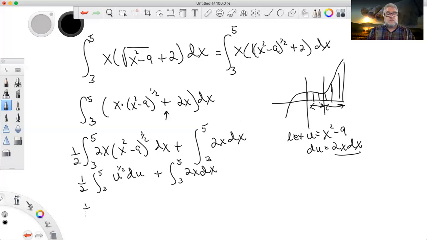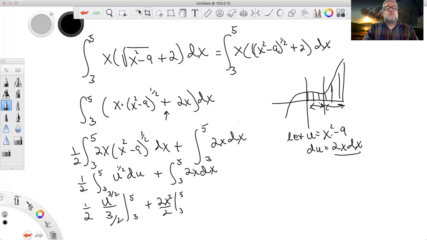Notice the 1/2, by the way, only operates on this one because this was the only one we were using u and du on. This doesn't get the 1/2 at all. So this is u to the 3/2 over 3/2 evaluated from 3 to 5, plus this will be 2x squared over 2 evaluated from 3 to 5.